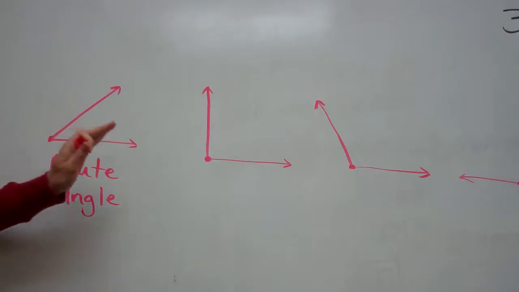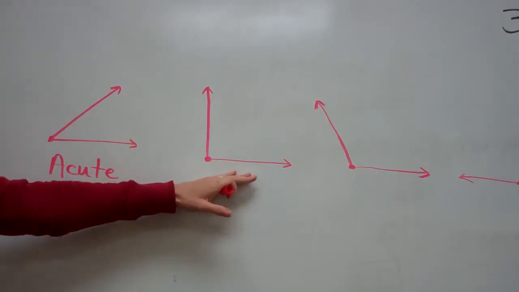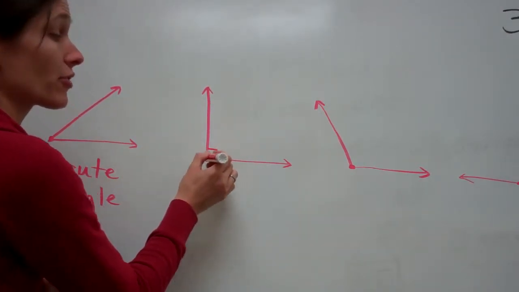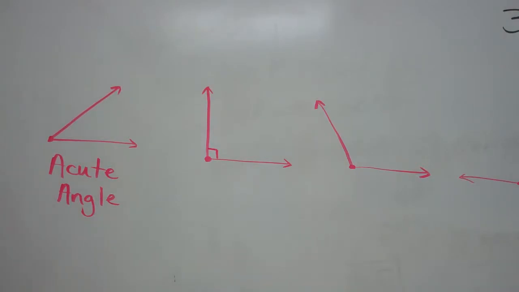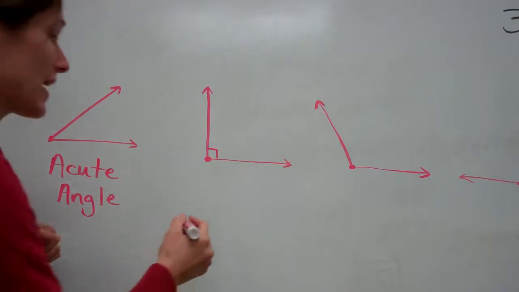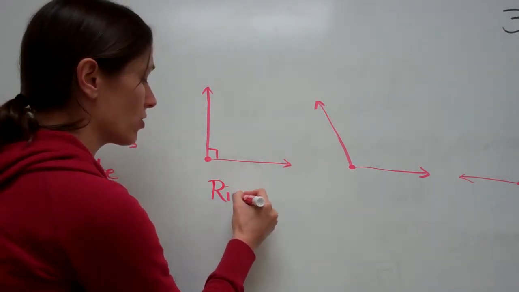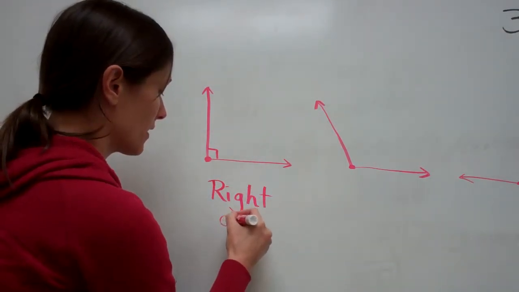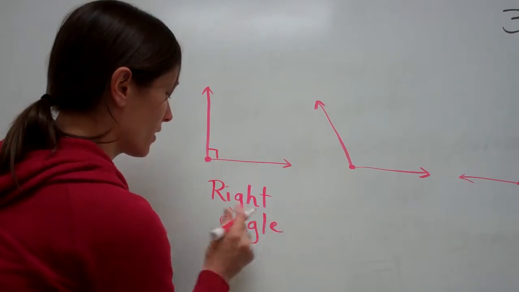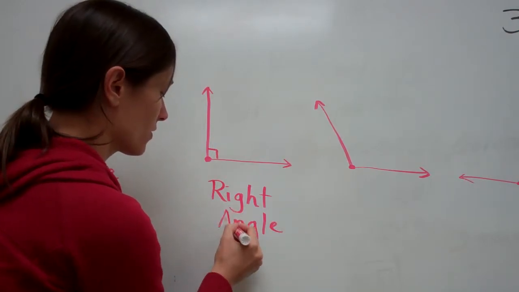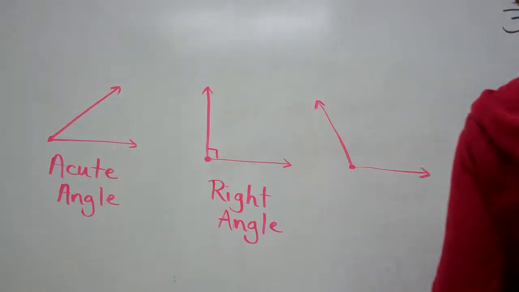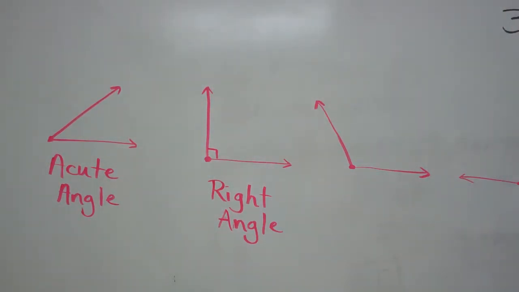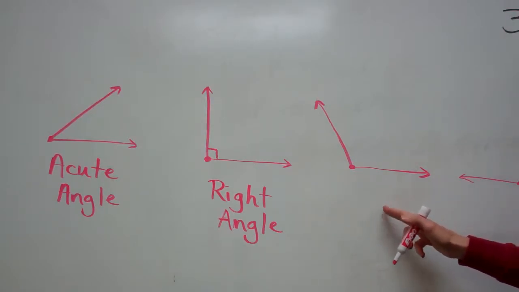Actually, let's talk about that for just a minute. This one is a perfect 90 degrees angle. Does anybody know what it's called? Perpendicular. That's a good idea, but it's actually called a right angle. We're just talking about just the angle. Right angle is what that one's called. Okay, they each have a name. Acute angle, right angle. This one is obtuse.